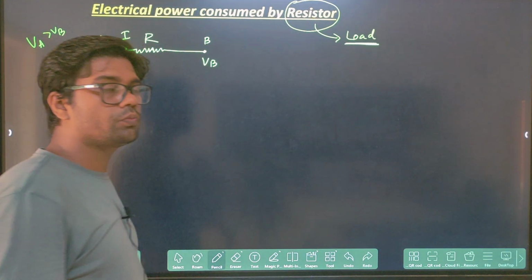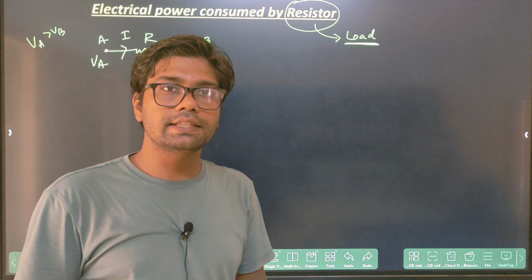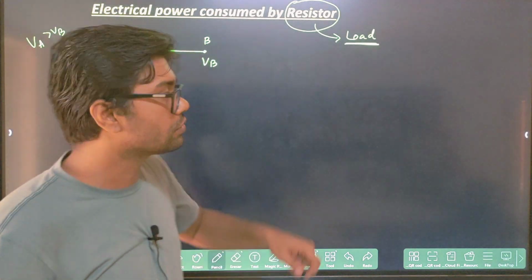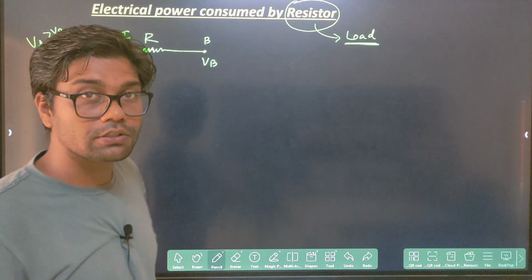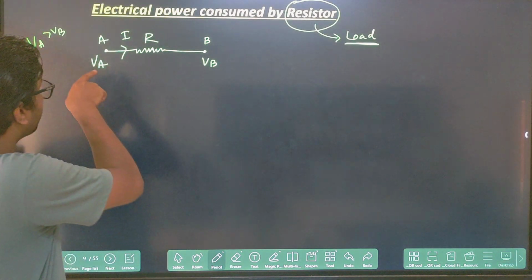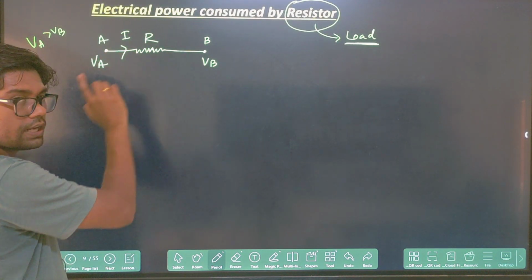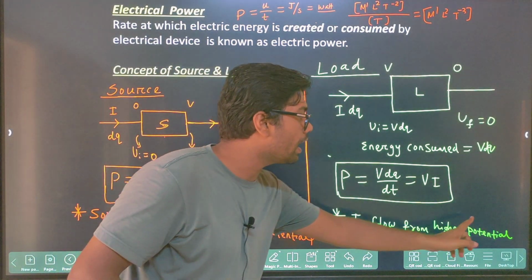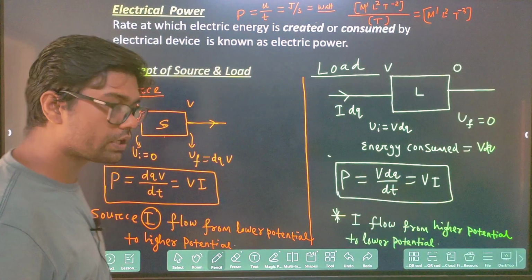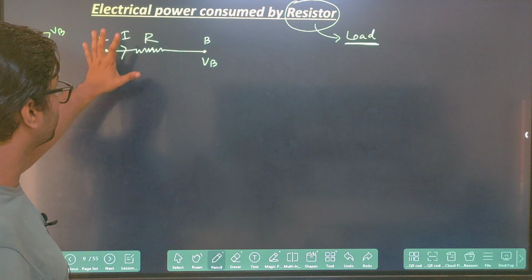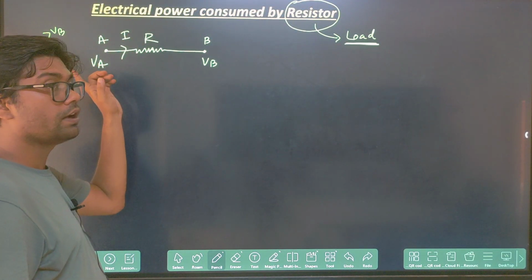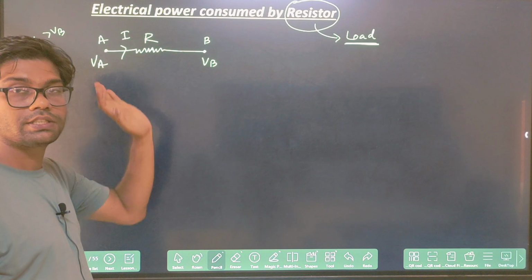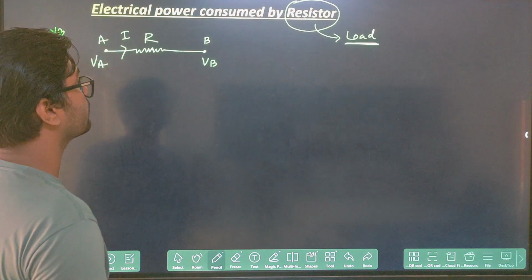Because whenever you put a resistance, you know that there will be heat generated, right? So it will consume the electrical energy. So it will behave as a load. That's why we always say the current will flow from higher potential to lower potential. See the load, the current will flow from higher potential to lower potential. You got it, right? This is clear, right?